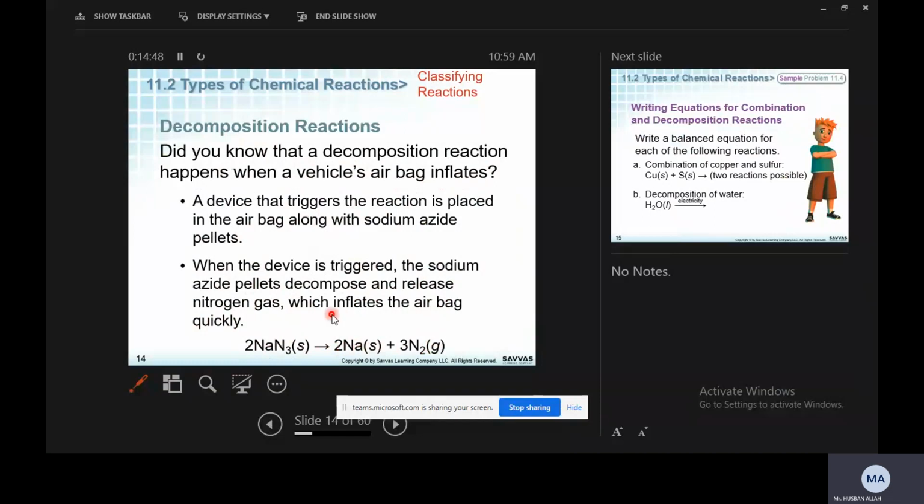nitrogen, N2. Na is sodium, N2 is nitrogen. Right? So it will give you these two products.